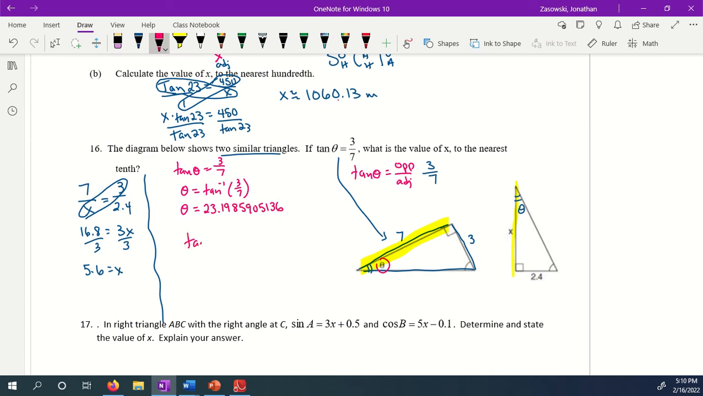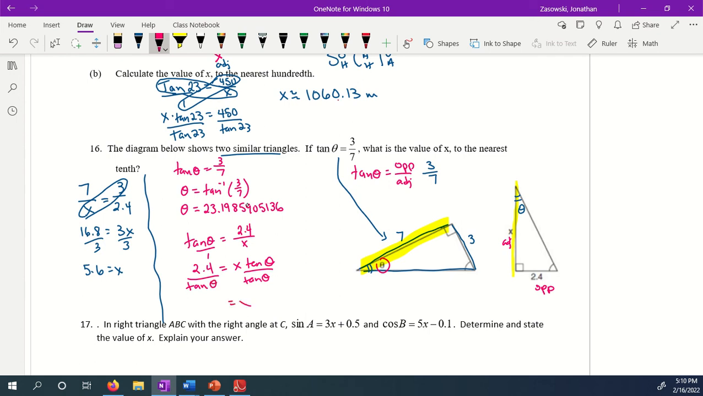We're going to say that the tangent of theta is equal to the opposite over the adjacent. And we'll just leave theta as this because we already know what theta is. So that's 2.4 over x, and then we can cross multiply here. So we're going to get 2.4 is equal to x times the tangent of theta. And then we can divide out by the tangent of theta. I don't have to write that ugly 23.1985. I can just leave it as this.